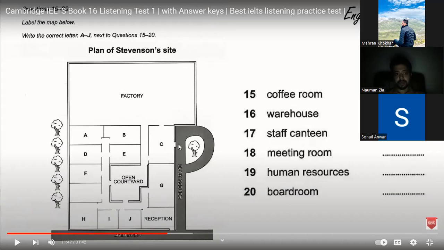अब जरा अटेंटिवली सुनिएगा. You can get to the warehouse by crossing to the far side of the courtyard and then the door is on your right. Somewhere you'll be keen to find is the staff canteen.